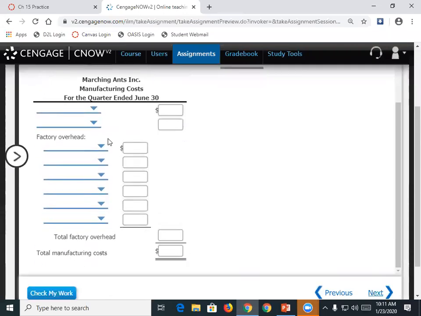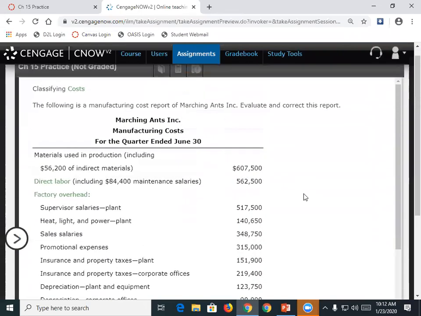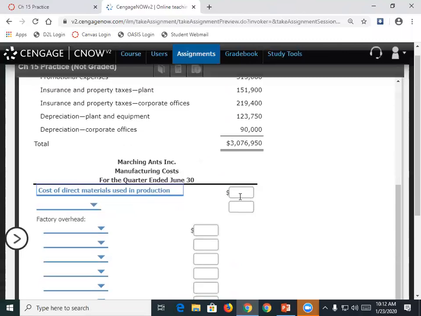So this is just a manufacturing cost report. We're going to start with our direct materials, cost of direct materials used in production. Well, did I use $607,500 of direct materials? No. How many direct materials were used in production? 551,300. Yes. So your direct materials cost is your total materials minus the indirect materials, right? Because indirect materials are factory overhead. So very good. Our cost of direct materials used in production is 551,300.